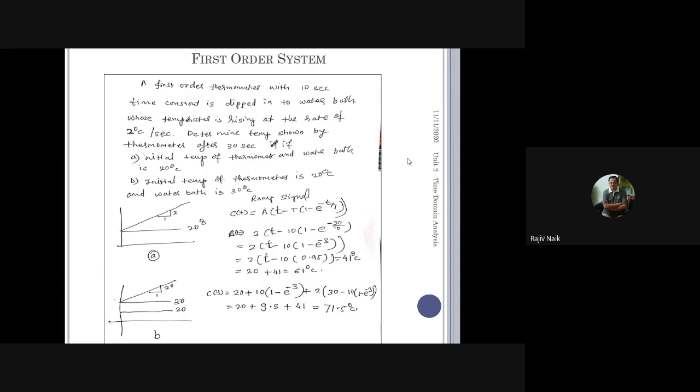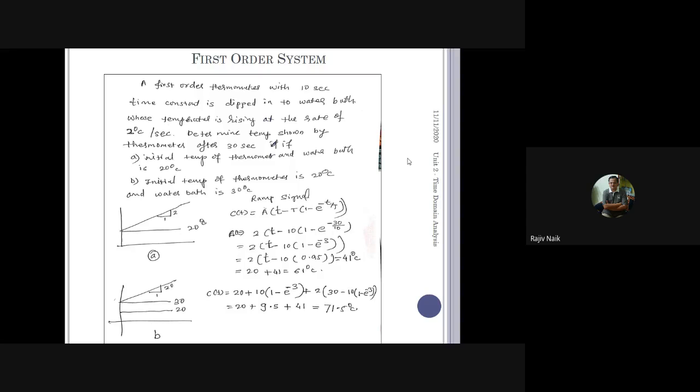Just see here. A first order thermometer with 10 seconds time constant is dipped into a water bath whose temperature is rising at a rate of 2 degrees centigrade per second. So the temperature of the water bath is not constant. It is rising at the rate of 2 degrees centigrade per second. That means the water bath is continuously being heated, so the temperature of the water is rising at a rate of 2 degrees centigrade.